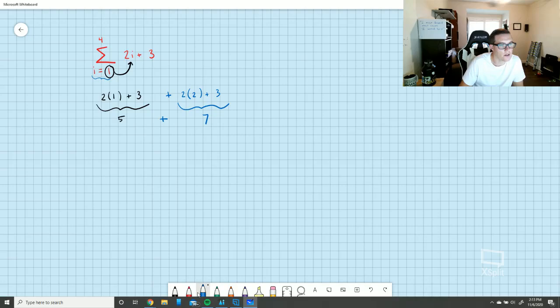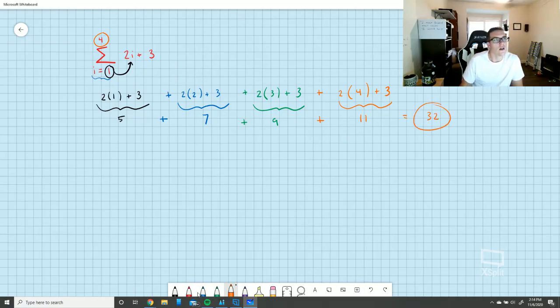And you're going to add that to your first answer, which we'll do at the very end. Then you increase the index by 1 more and keep going. So 2 times 3 plus 3, which gives you 9. And one more time, because the top number tells you where to stop. So the top number tells you when to stop adding. So 2 times 4 plus 3, and that gives me 11. Add them all up. 11 plus 9 is 20, 27, 32. So this summation equals 32.